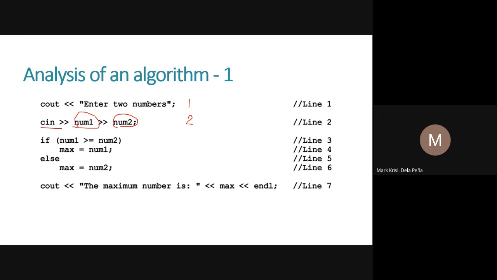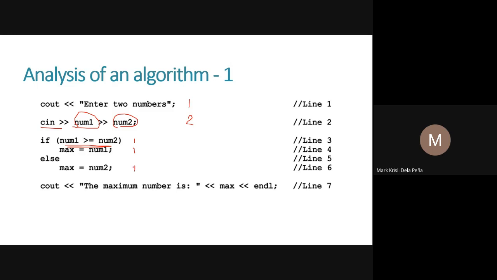Now we have here an if and else statement. We have here one, so line 3. So we have here comparing two values. So that's one operation. Line 4 has also one operation. Then we have here another operation.